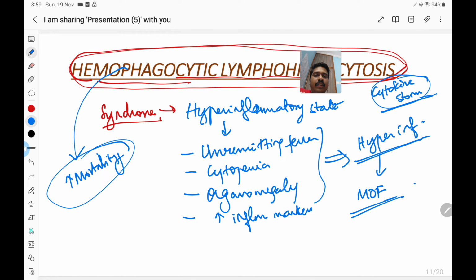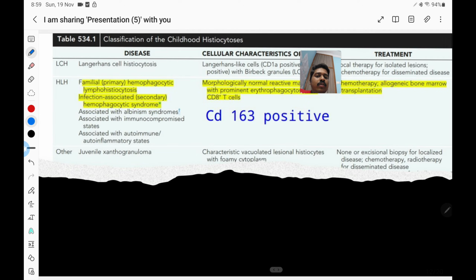So let's go further to see what happens in HLH. HLH is of two types. One is primary, that is familial HLH, and the next one is secondary, which is known as infection associated HLH. There are a few other types also which are given here. This is a table from Nelson, but we won't go into depth.